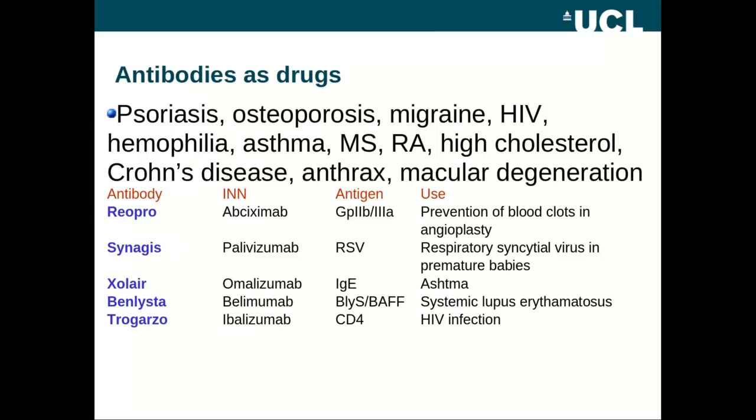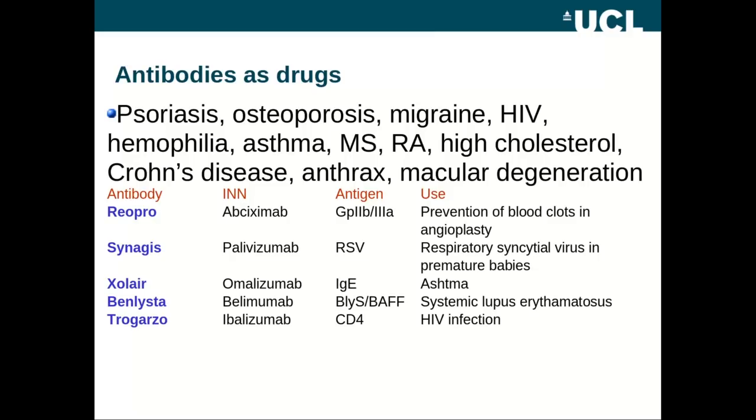So a lot of the use of antibody-based drugs is for cancer, just because cancer is so difficult to treat that you can kind of justify using such expensive types of treatment. But in fact, there are huge ranges of diseases these days that can be treated using antibody-based drugs. Psoriasis, osteoporosis, migraine, HIV, haemophilia, asthma, multiple sclerosis, rheumatoid arthritis, high cholesterol, Crohn's disease, anthrax, macular degeneration, and so on.